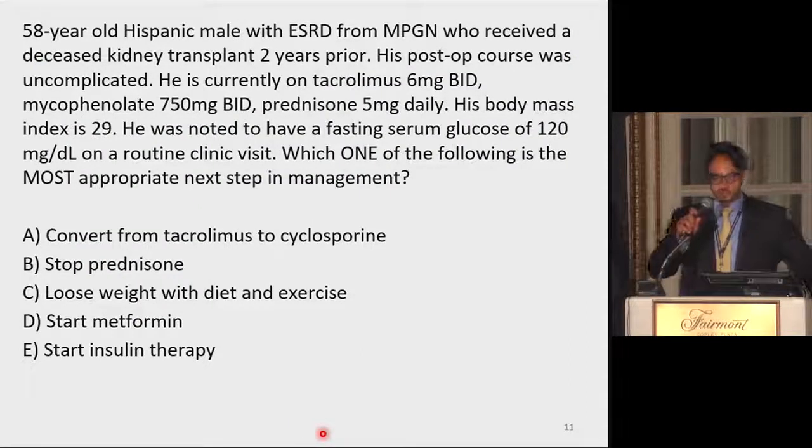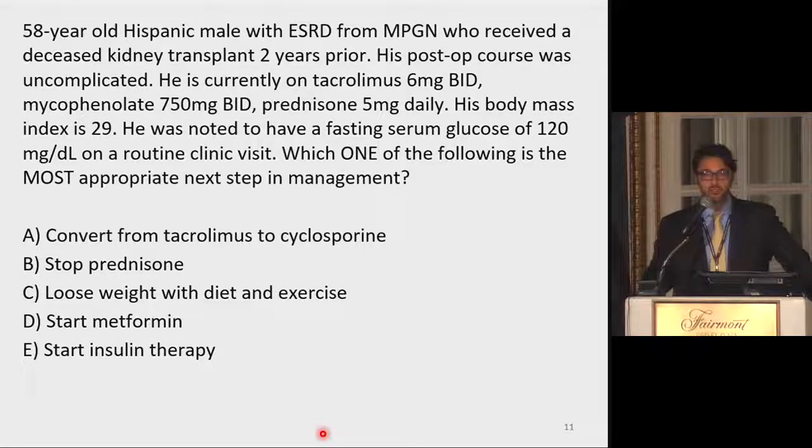So let me go to our second question. So this is a 58-year-old Hispanic male with end-stage renal disease from membranoproliferative GN who received a deceased transplant 2 years prior. His post-op course was uncomplicated. He's currently on tacrolimus, mycophenolate, and prednisone. His body mass index is 29. His exam is unremarkable. He was noted to have, though, a fasting serum glucose of 120 on a routine clinic visit. Which one of the following is the most appropriate next step in management?